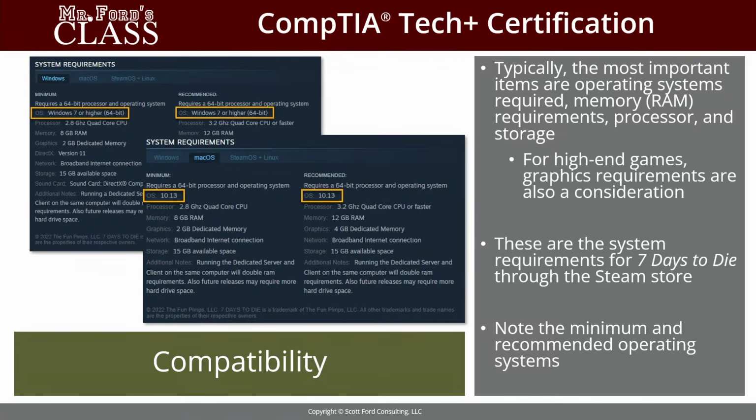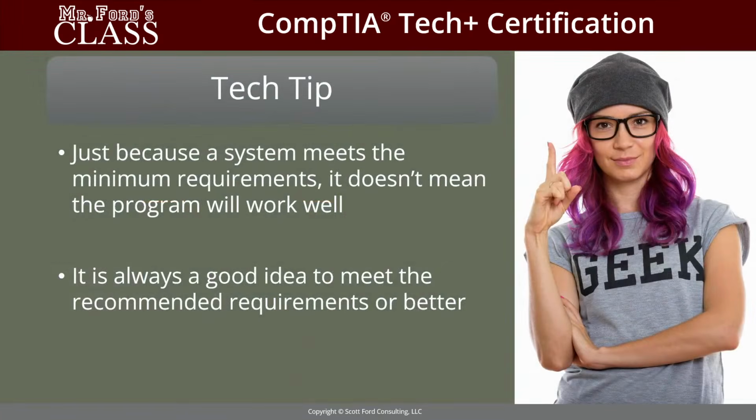But typically the most important items are operating systems, the memory required, processing, and storage. For those of you who are high-end gamers, you need to pay particular attention to the video requirements. And like I said, this particular screen capture is from a game called 7 Days to Die. Notice we have your system requirements for Windows and your system requirements for Mac OS. Now, here is an important tip for you: just because you meet the system minimum requirements doesn't mean you're going to have a good time.